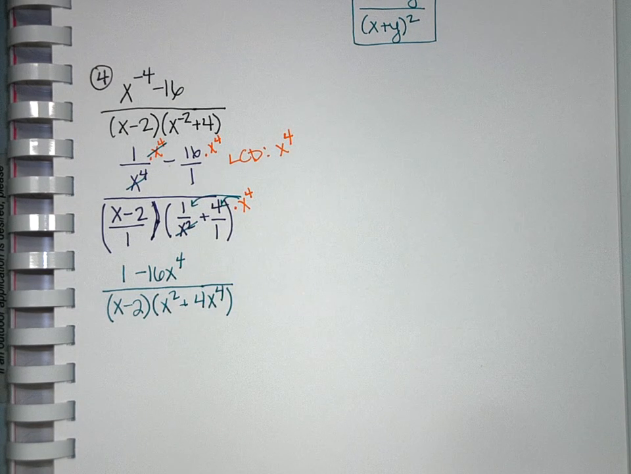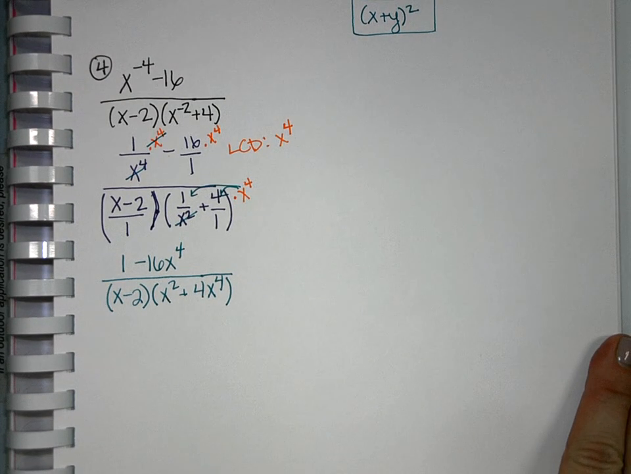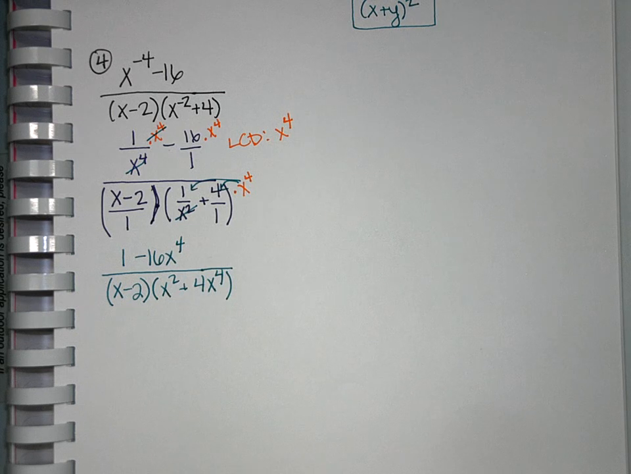So again, at this point, I've got my denominators gone, so I'm going to factor my top, and I'm also going to look to see, can I factor my denominator to make sure that I have everything as factored as possible for canceling.